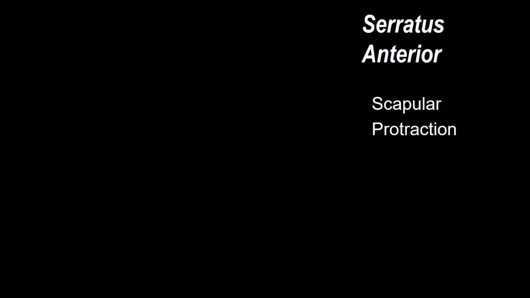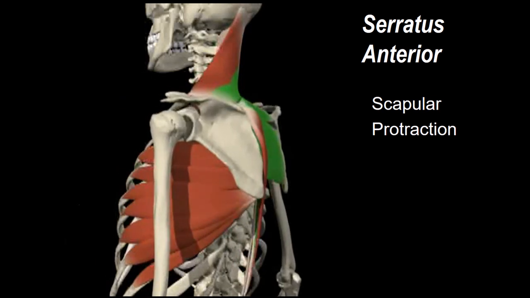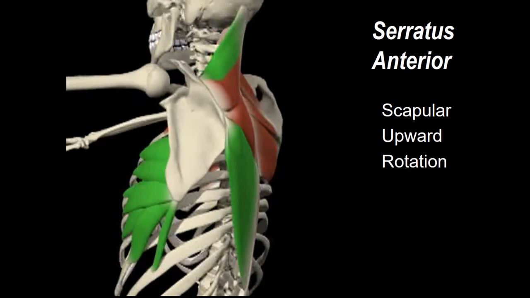So they're antagonists to one another. The serratus, as compared to middle traps and rhomboids, are antagonists. They do opposite motions from one another. And here's serratus doing upward rotation.